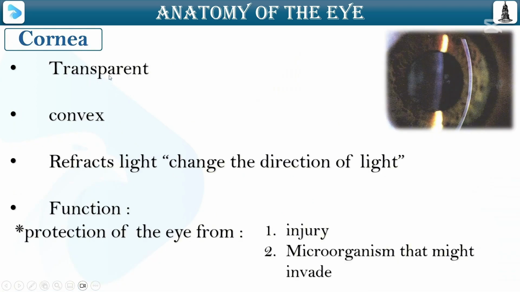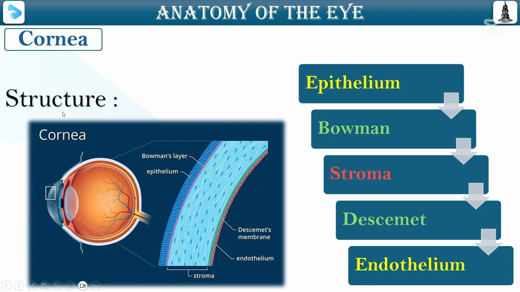The cornea is transparent, convex, and refracts the light, which means changing the direction of the light. The function of the cornea is protection of the eye from injuries and any microorganism that might invade. The structure of the cornea is made of 5 layers from the outside to the inside: epithelium, Bowman's membrane, stroma, Descemet membrane, and the endothelium.